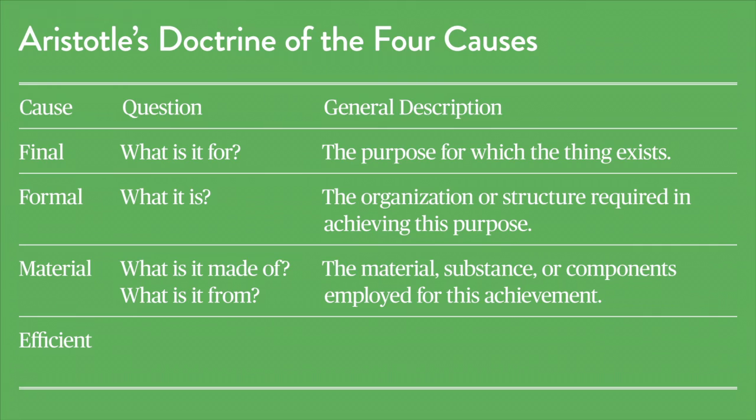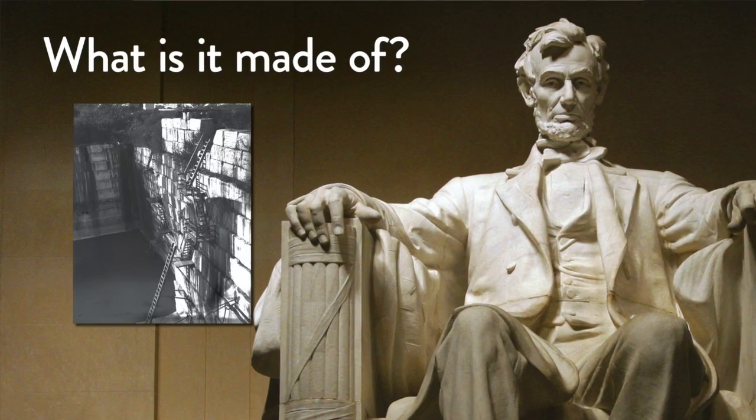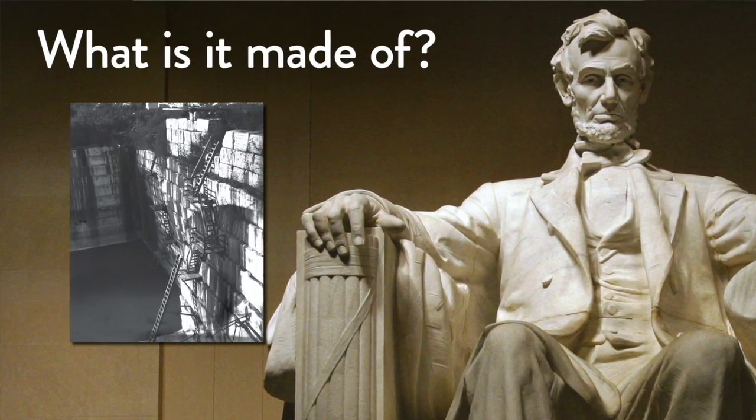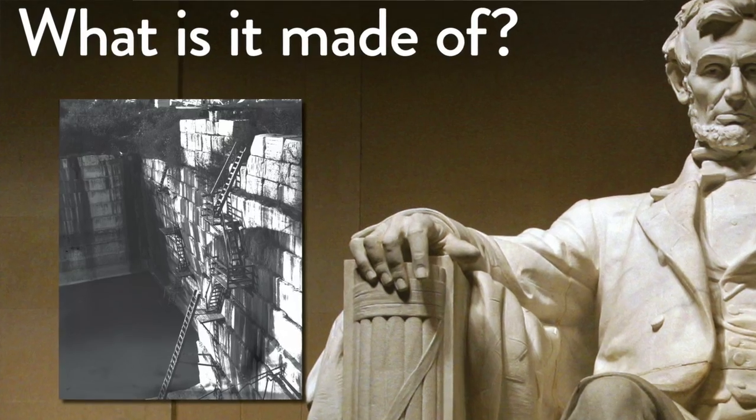Now we can go to the material cause. This one's a little easier because there's not much to say here. This is just where we ask, what is it made of? What is it from? And here we want to know the material, substance, or components employed that allow the thing to achieve its purpose. And so in the case of the statue of Abraham Lincoln, we can ask, well, what is it made of? Well, it's made of marble, if you didn't know, and marble will last a long time. And so indeed, that's probably helpful for the purpose of honoring the man.